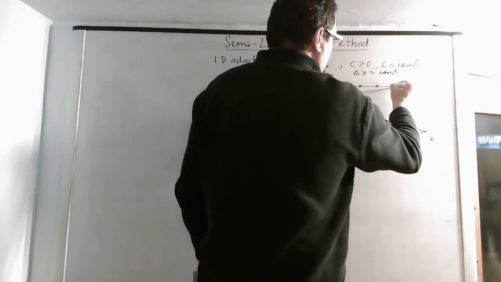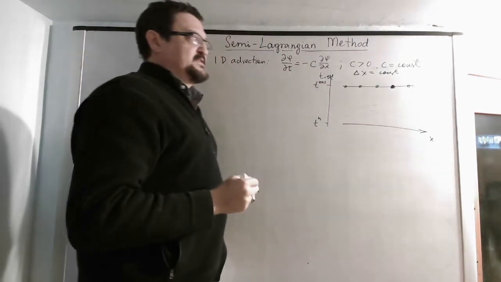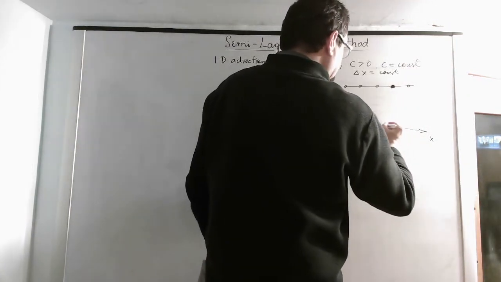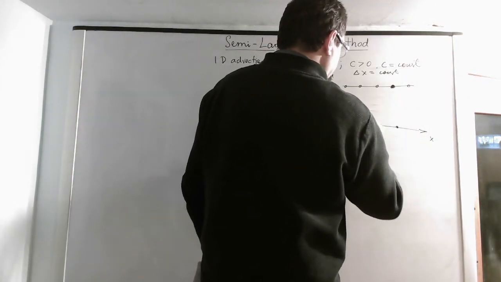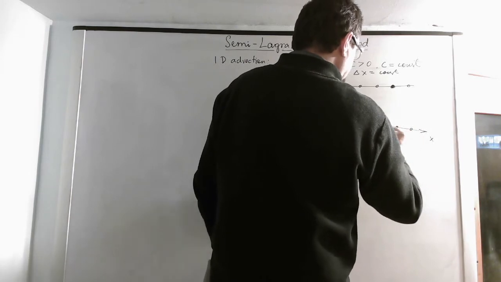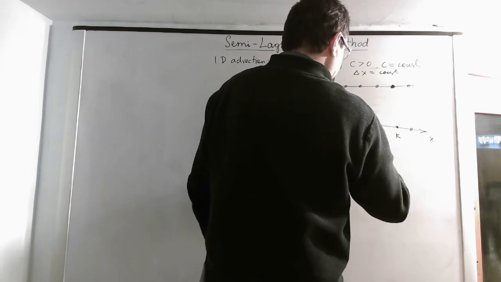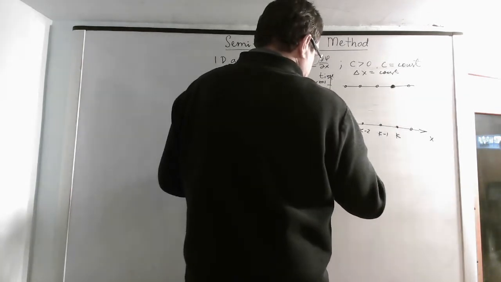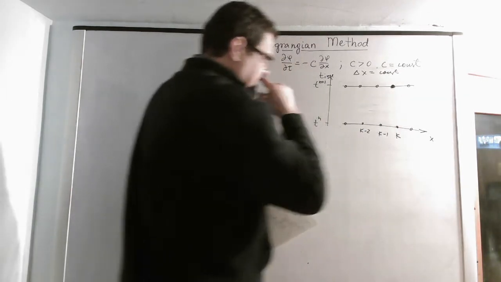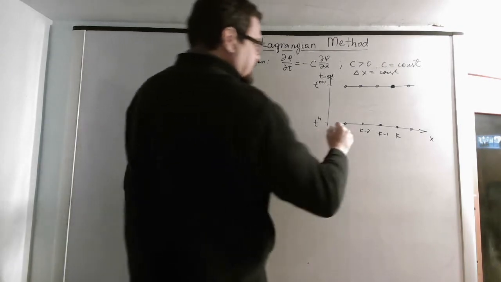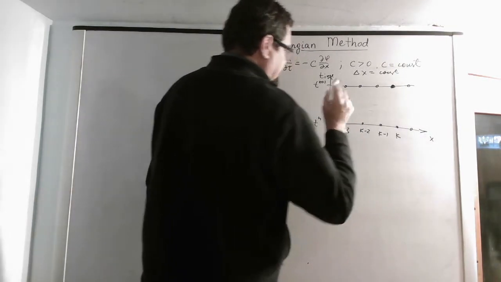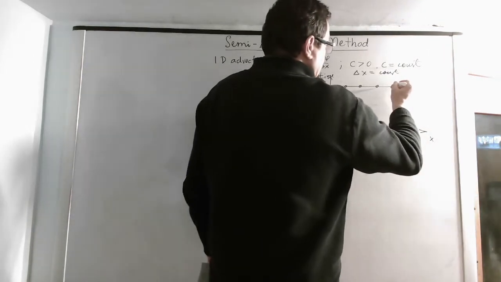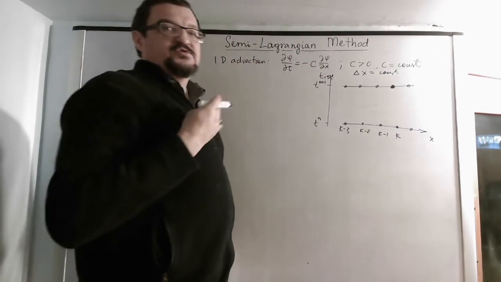So we know our arrival point. Let's say this point is with index k. Here's k minus 1, k minus 2, and so on, say k minus 3 and so on. So this is our arrival point, and we need to find the departure point.